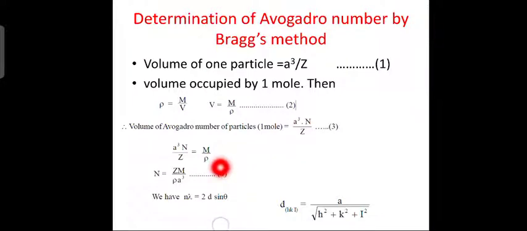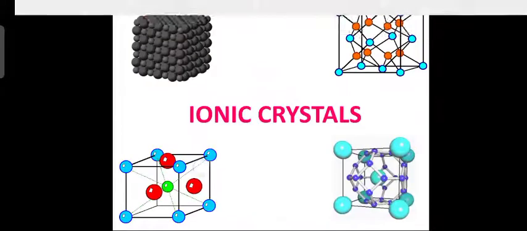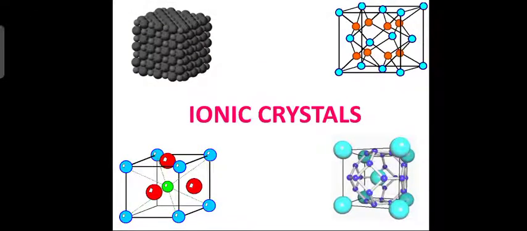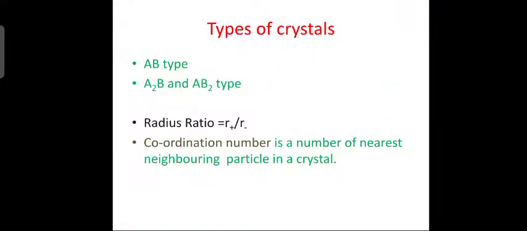We have n lambda is equal to 2d sin theta, d_hkl is equal to a by square root of h squared plus k squared plus l squared. Next slide. These are the ionic crystals. You can see here different types of ionic crystals. Next slide. Types of crystals. Now which are the different types of crystals? AB type, and then A2B type, and then AB2 type.